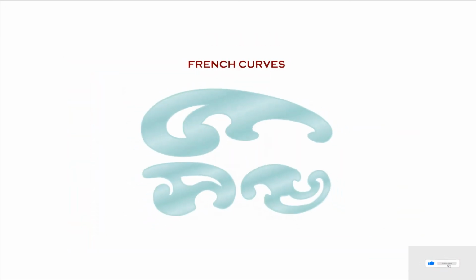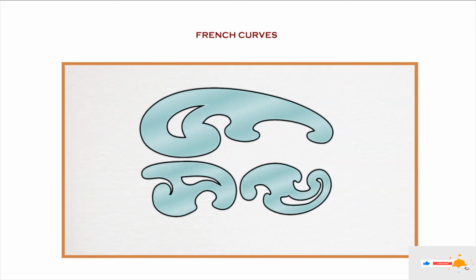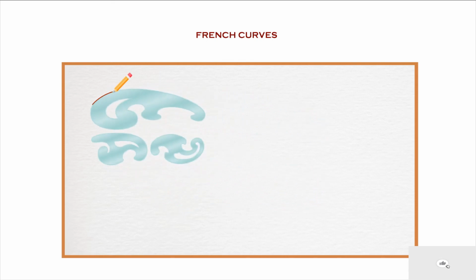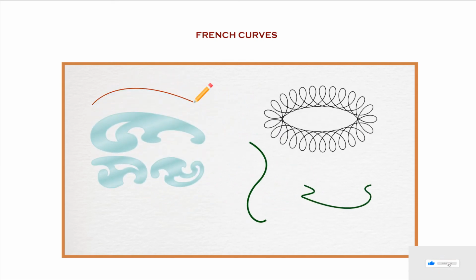French curves. French curves are made of plastic, and they have irregular shapes. Sometimes, the drawing requires irregular curves, shapes or arcs, which cannot be drawn using a compass. In that case, French curves are suitable.